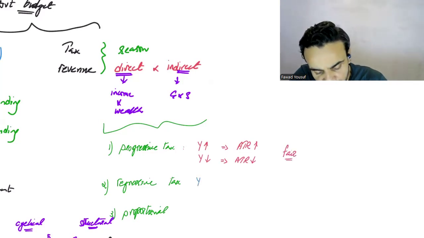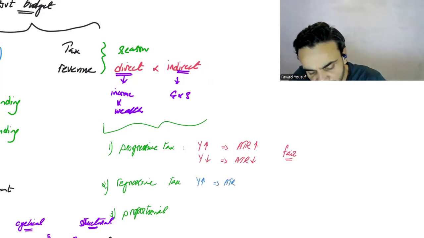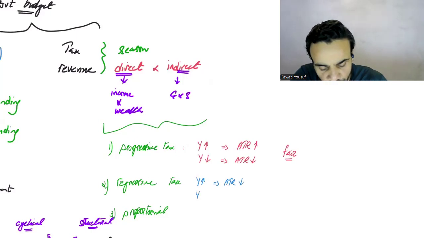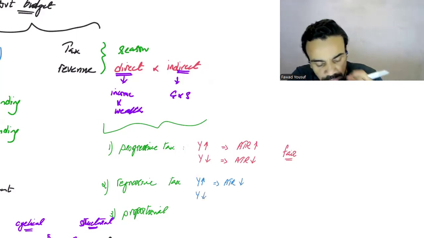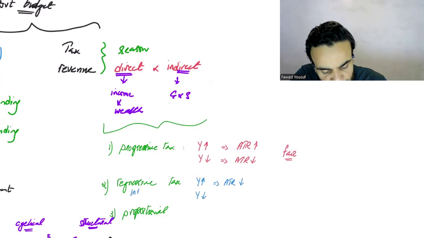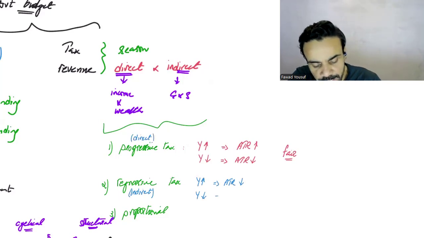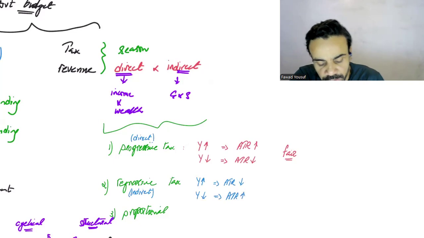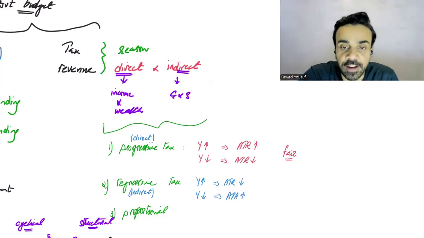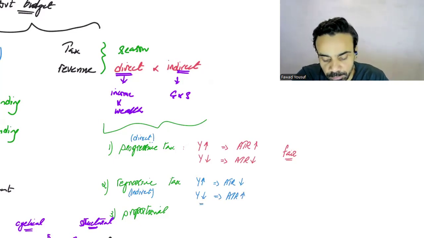Regressive, on the other hand, is the richer you get, the lower the average tax rate you pay on that good. Because remember, regressive usually is indirect taxes, and progressive is usually direct taxes. Okay, that's the link we made. So if income falls down, the average tax rate goes up. So it affects the low income people more.